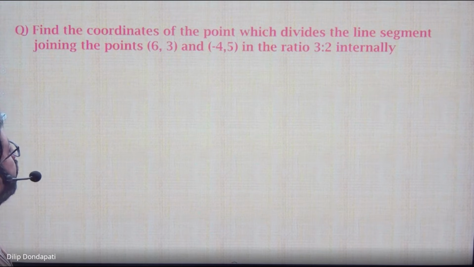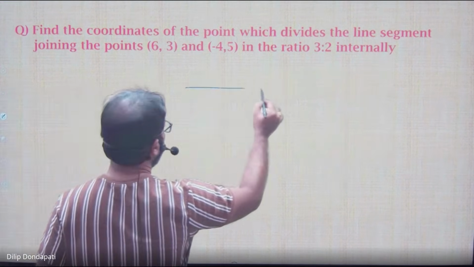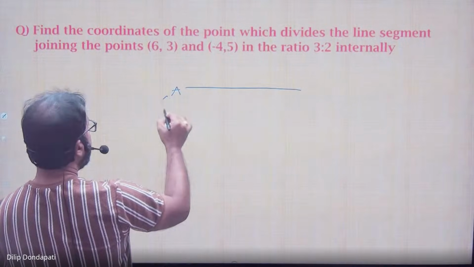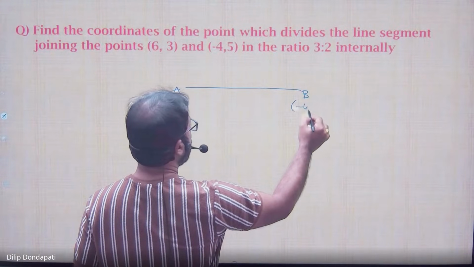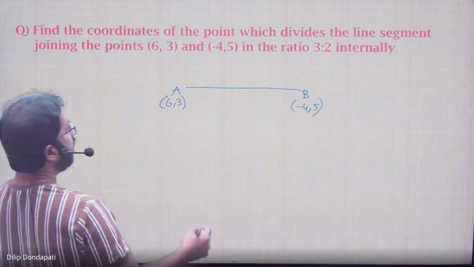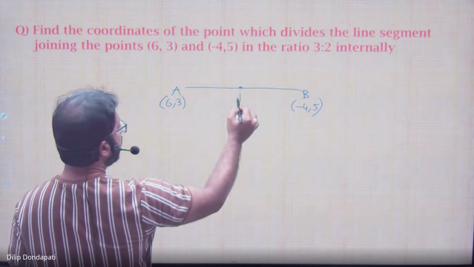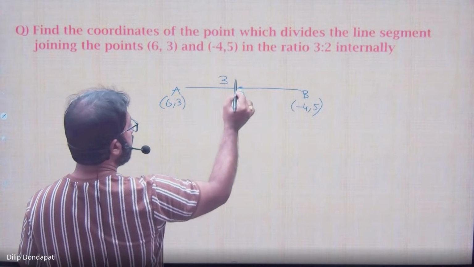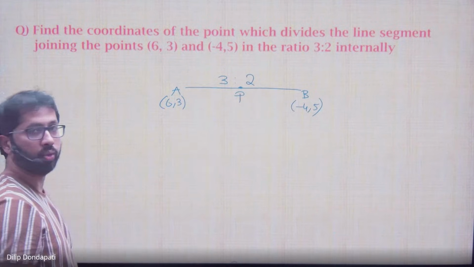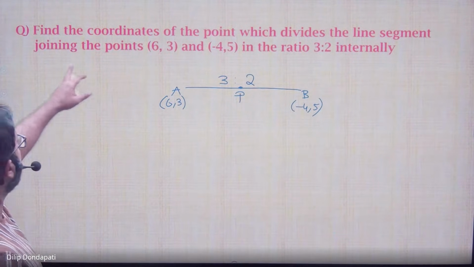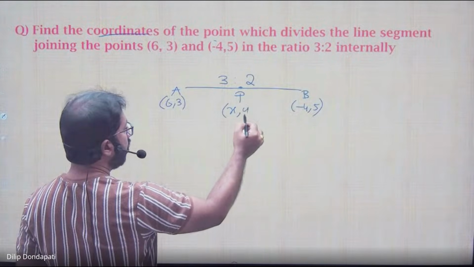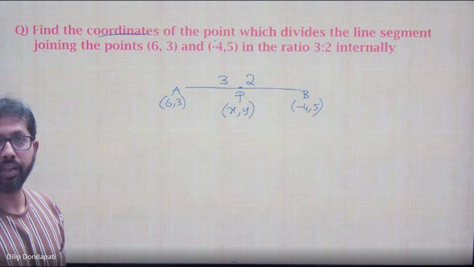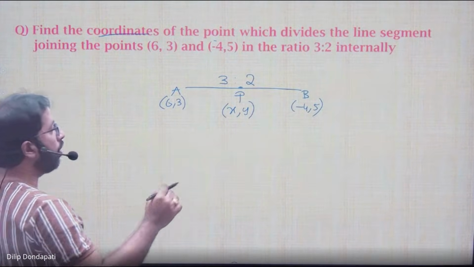Find the coordinates of the point which divides the line segment joining the points. So they given the line segment points are given to you. A is 6,3, B is -4,5. And the point P is dividing the ratio 3:2. मतलब m and n value, m is 3, n is 2. Right? He's telling to find the coordinates of the point P. So I can take coordinates as x, y. We know the formula, substitute and get the answer. Simple. So always write the formula every time.